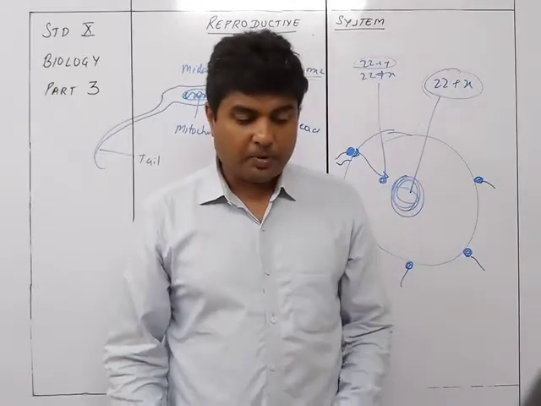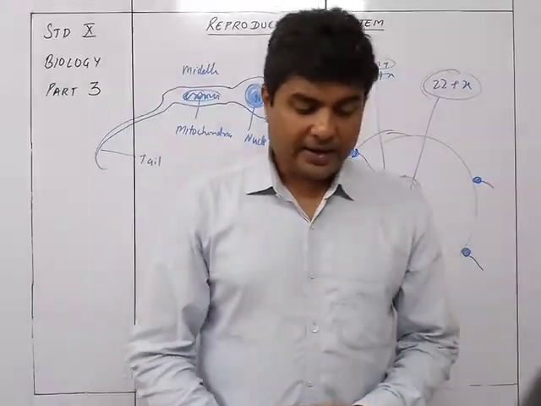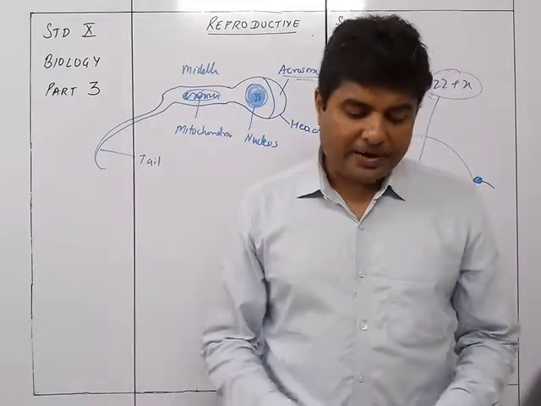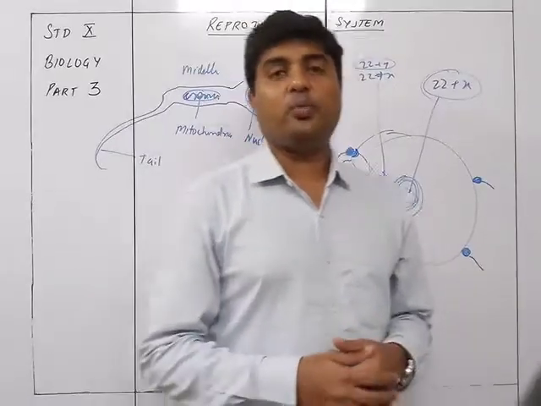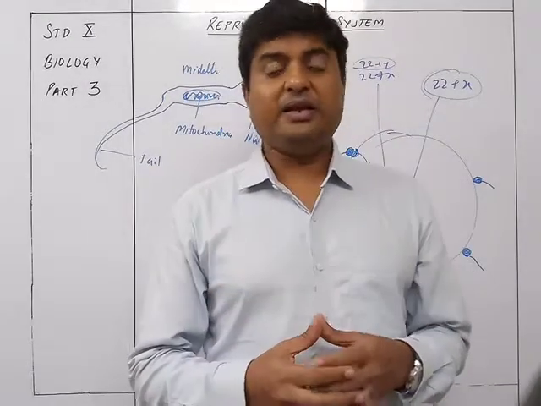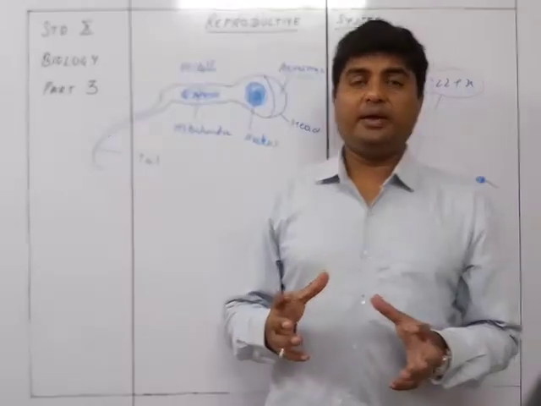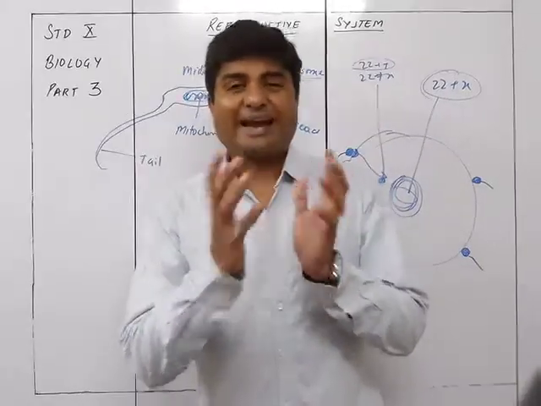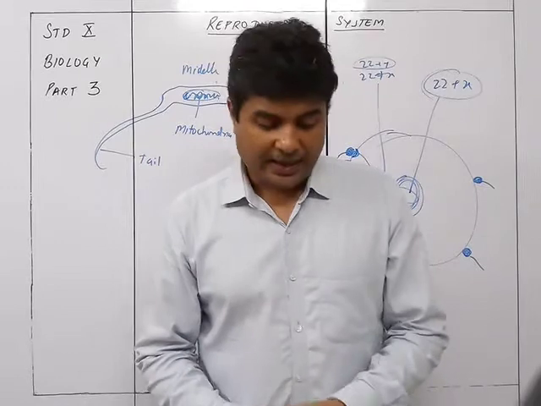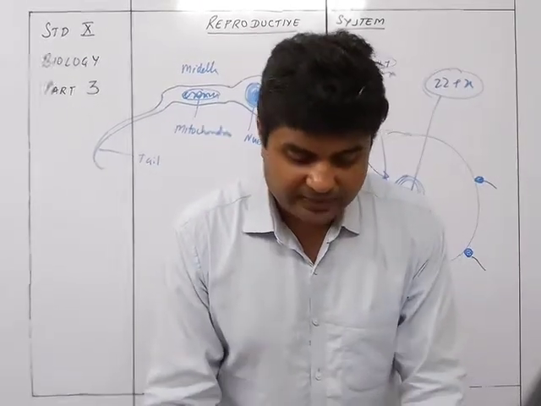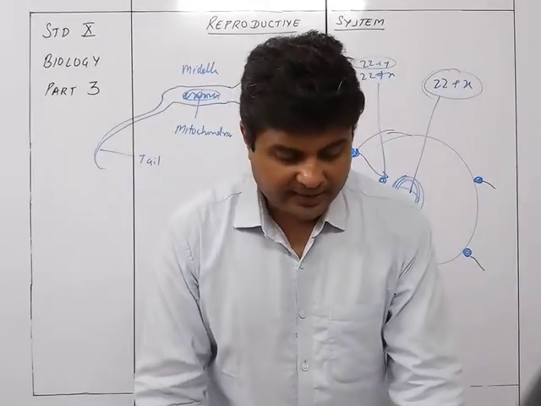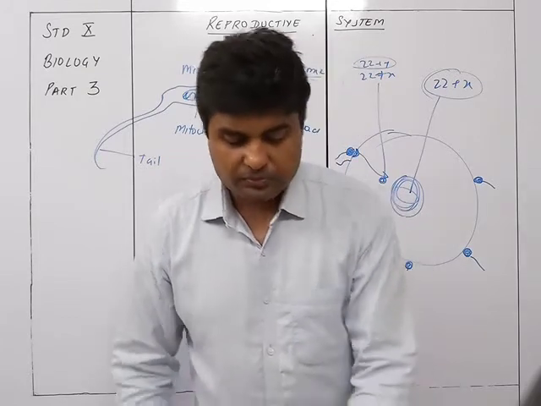So this was about implantation and pregnancy. And with this implantation and pregnancy, the baby, or we can say the zygote, is going to be inside a sac-like structure which is called the amnion. So we'll take the amnion part in the next video, right?